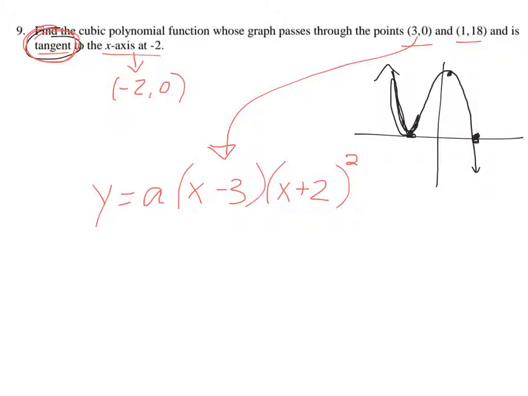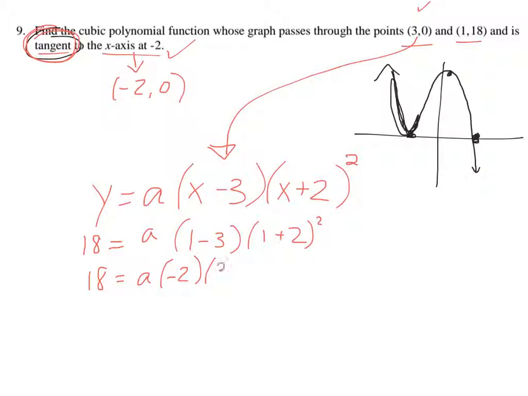Now, we've used this point, we've used this point, but we haven't used the (1, 18). We're going to use that to help us find out what a is. So we plug in 1 for x and 18 for y to find out what our a is. So 18 equals a times (-2) times 3 squared. That'll be 9 times -2, which is -18. So then a comes out as -1.